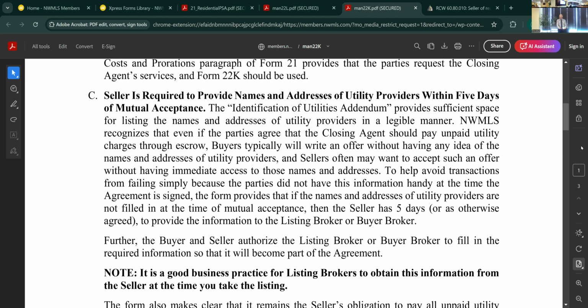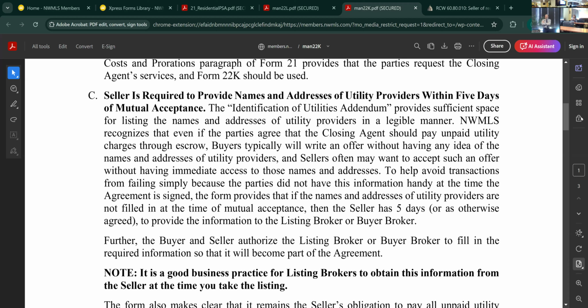All right, let's see. Karen, you want to read C? C, seller is required to provide names and addresses of utility providers within 5 days of mutual acceptance. The identification of utilities addendum provides sufficient space for listing the names and addresses of utility providers in a legible manner.